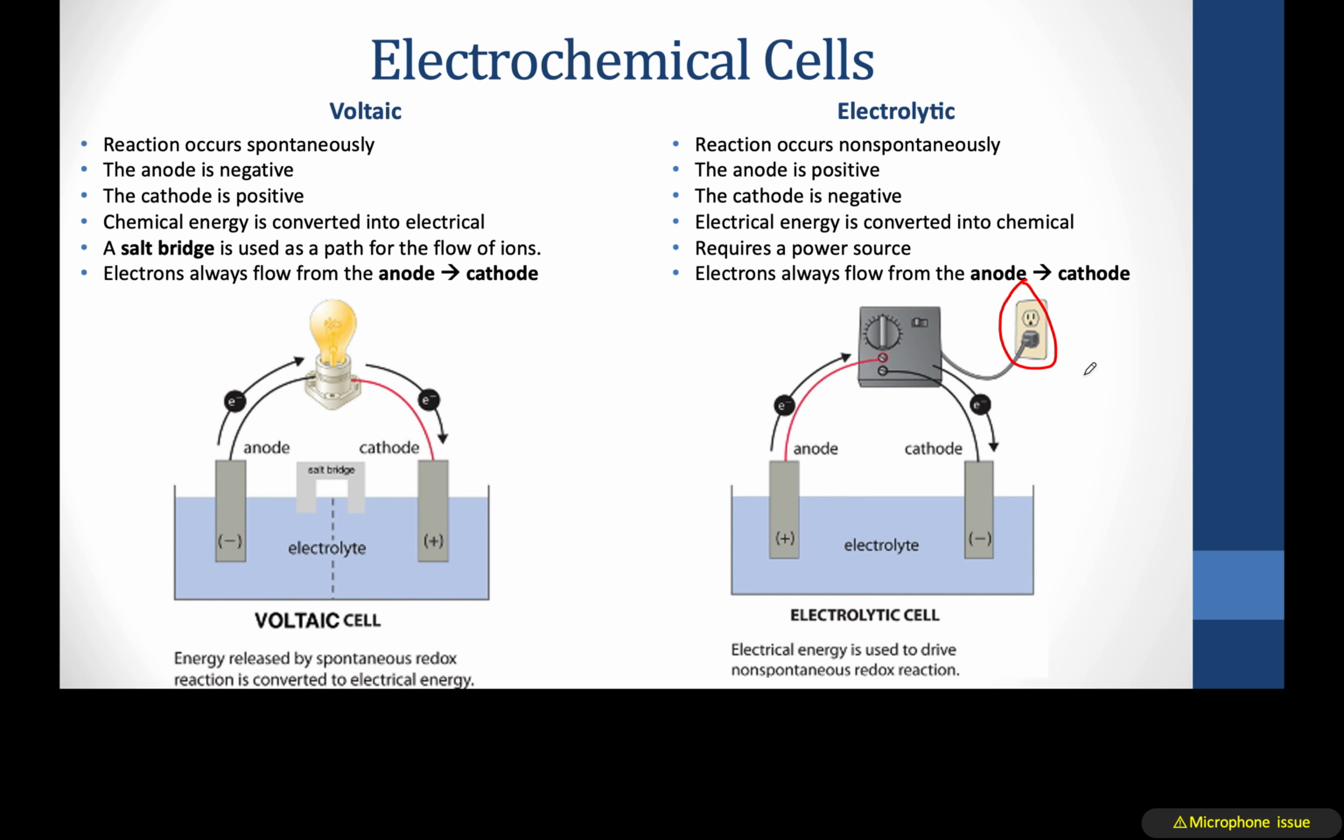So, this is a lot of information on this slide. I would pause here and just kind of take notes, study this stuff. Voltaic is spontaneous, anode's negative, cathode positive, chemical to electrical energy, and there's a salt bridge. Electrolytic is non-spontaneous, the anode is positive and the cathode is negative, all these are backwards, right? Electrical is converted to chemical. So all these top 4 points, they're all opposites, voltaic and electrolytic, right? Electrolytic, there's no salt bridge, it needs a power source. In both cases, electrons are flowing from the anode to the cathode.